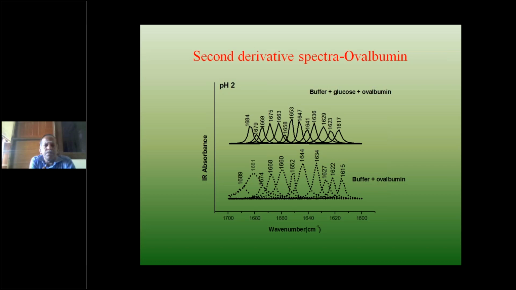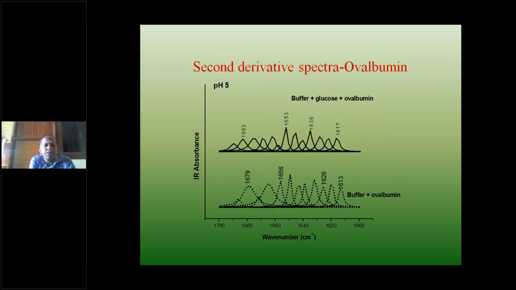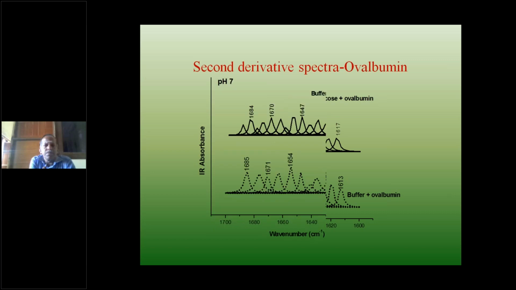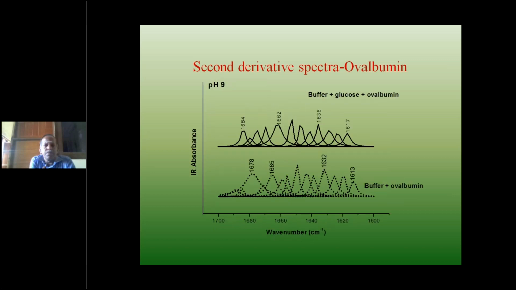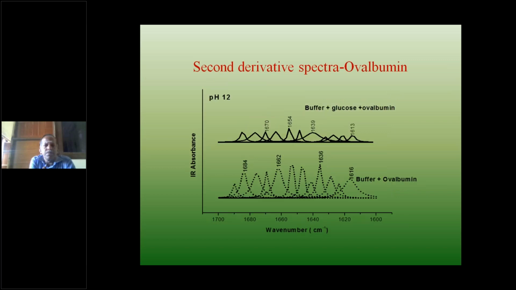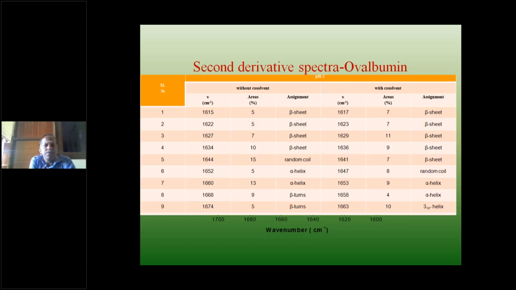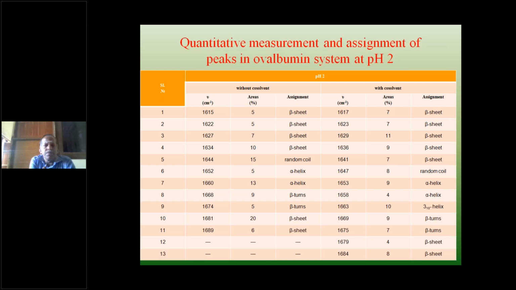This is for pH 2. For every pH we have taken, we have constructed the second derivative spectra. For all the spectra, peak assignments are given, and they are compared with the standard literature. And the total area assigned under each structure is measured. The total area has been calculated for without co-solvent and with the co-solvent. Glucose or fructose is taken as the co-solvent.